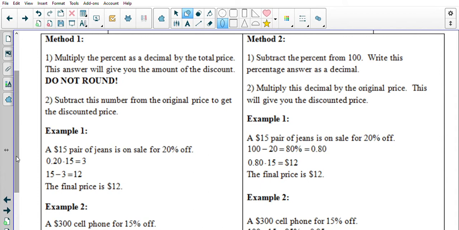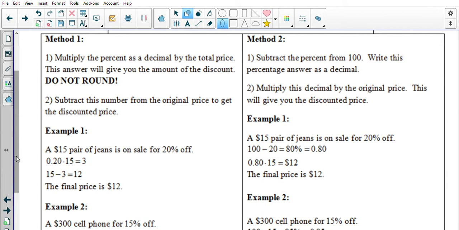So method 1 involves multiplying the percent as a decimal by the total price. This answer will give you the amount of the discount, so it tells you how much you're going to save. We don't want to round at this point because we're going to use it for our second step. So the second step is to subtract, and we subtract since it's a discount. When we talk about sales tax, we'll be adding on, but subtract this number, your discount number, from the original price to get the discounted price.